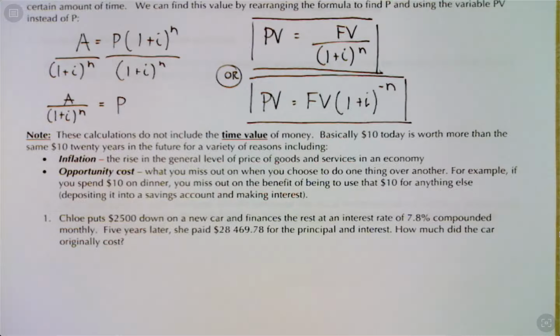Inflation is the rise in the general level of price of goods and services in the economy. And there's something called opportunity cost that's also not really considered, which is what you miss out on when you choose to do one thing instead of another. So for example, if you spend your $10 on dinner, you miss the benefit of using that $10 on anything else, such as depositing into a savings account and earning interest on the $10. So these things aren't really considered. These are just straightforward mathematical calculations as to what would happen in terms of just interest.